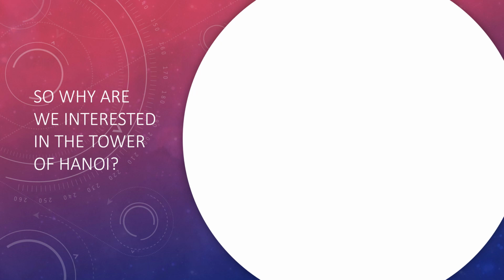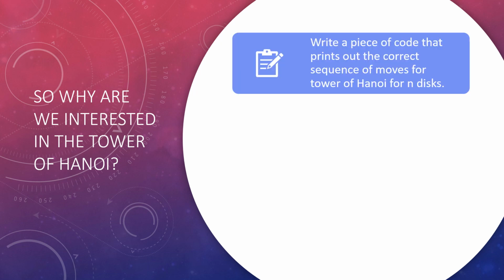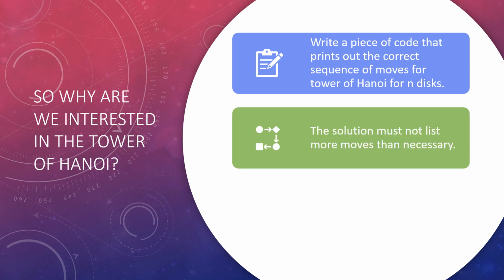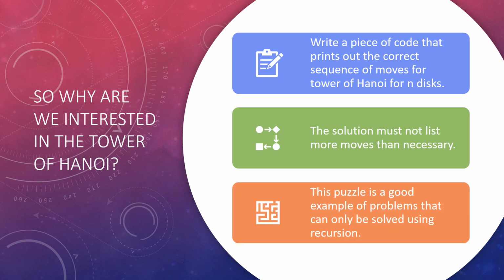So why are we interested in the Towers of Hanoi? We want to write a piece of code that prints out the correct sequence of moves for Tower of Hanoi for n disks. The solution must not list more moves than necessary. This puzzle is a good example of problems that can only be solved using recursion.